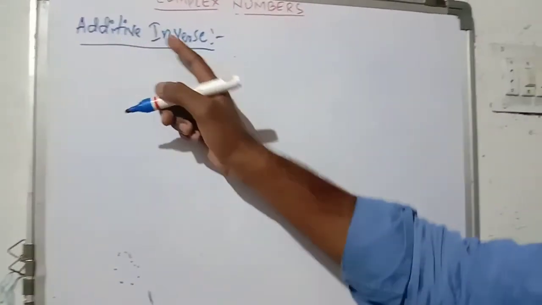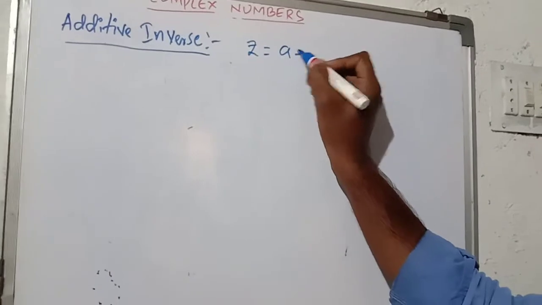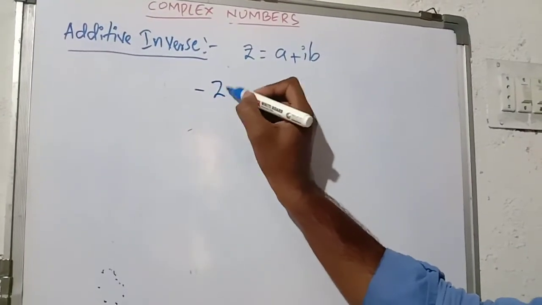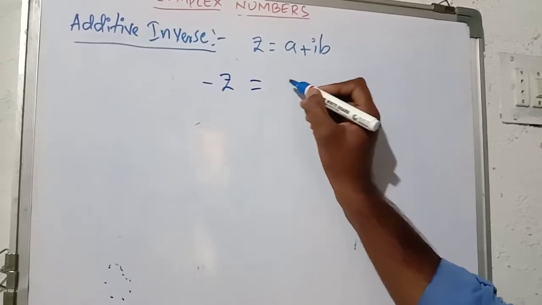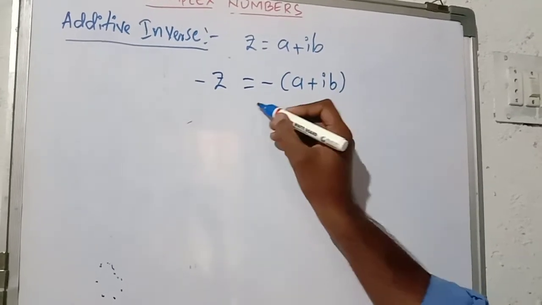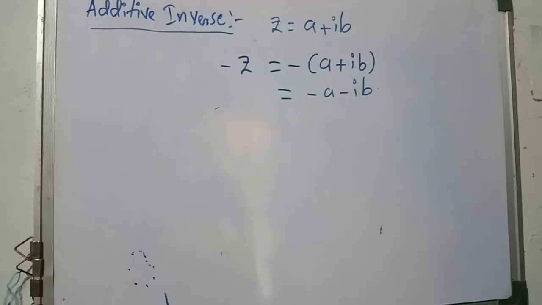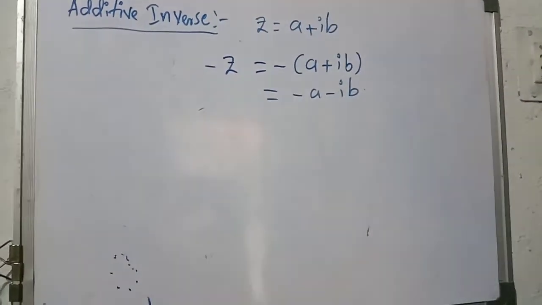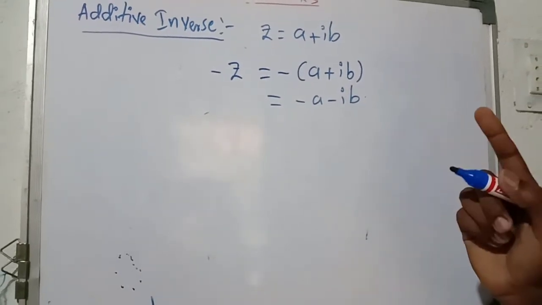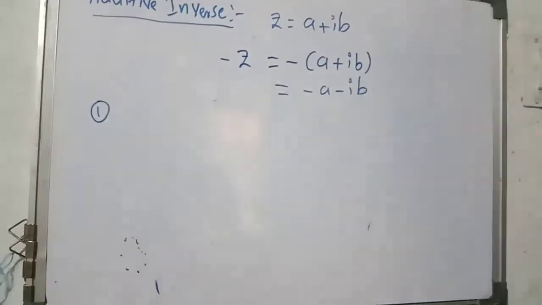Next, additive inverse. If the given complex number is z equals a plus ib, then the additive inverse of this complex number is minus z. That means we multiply the complex number by minus. So minus of a plus ib gives minus a minus ib. Simply, we change the signs of the real part and the imaginary part. If the sign is plus, we convert it into minus. If the sign is minus, we convert it into plus. Now take some example.